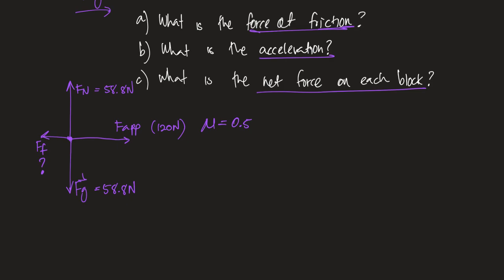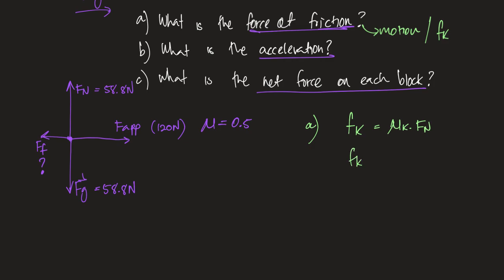And the first calculation they want you to do is the force of friction. Now I know that there is motion, so I'm going to use the force of kinetic friction. The formula is Fk is equal to mu k times Fn.